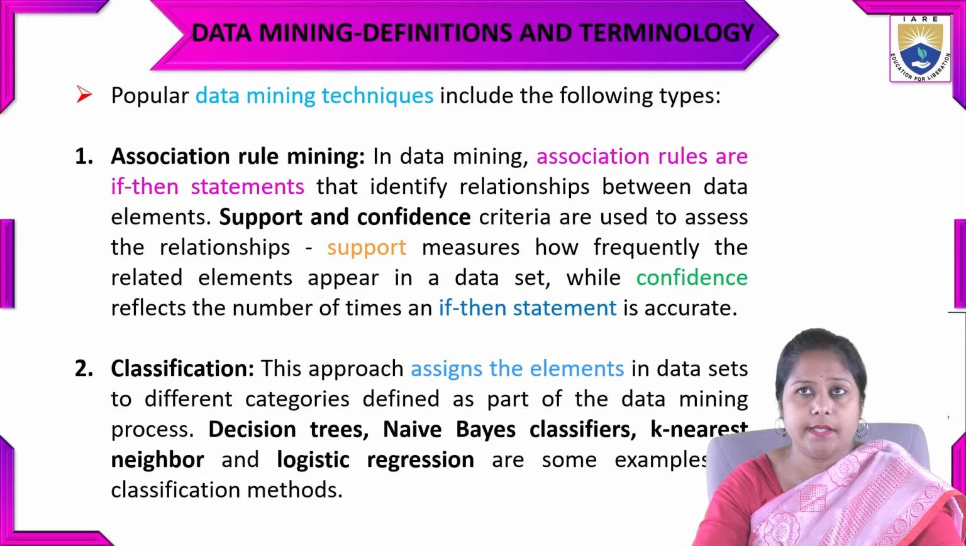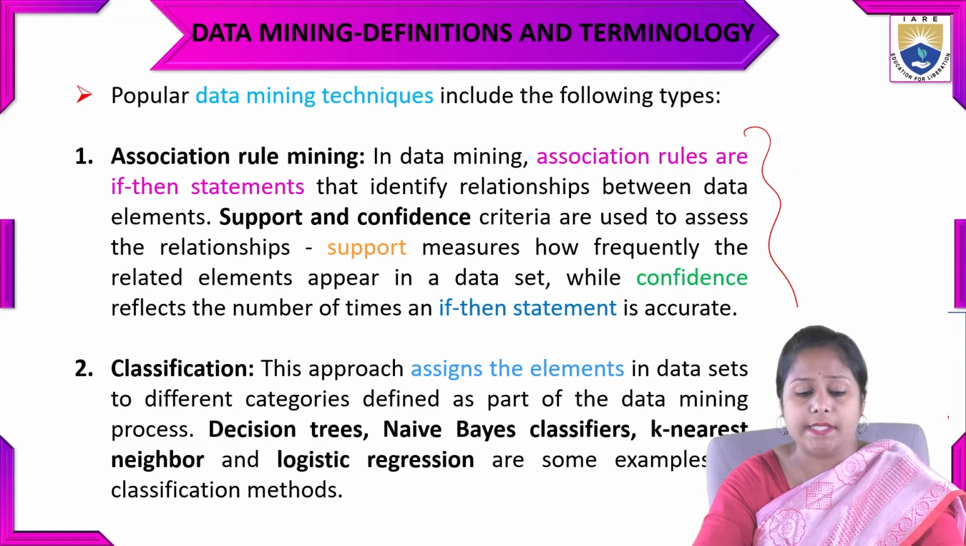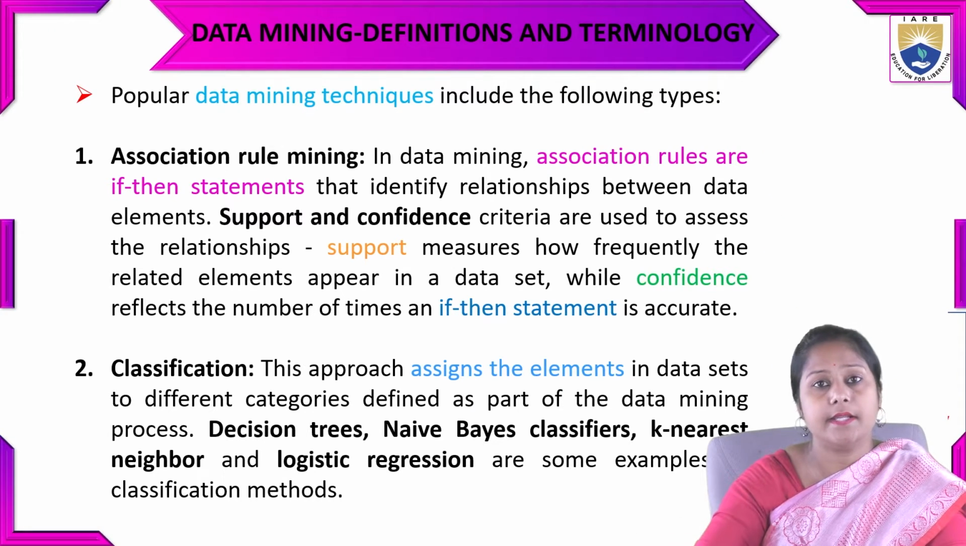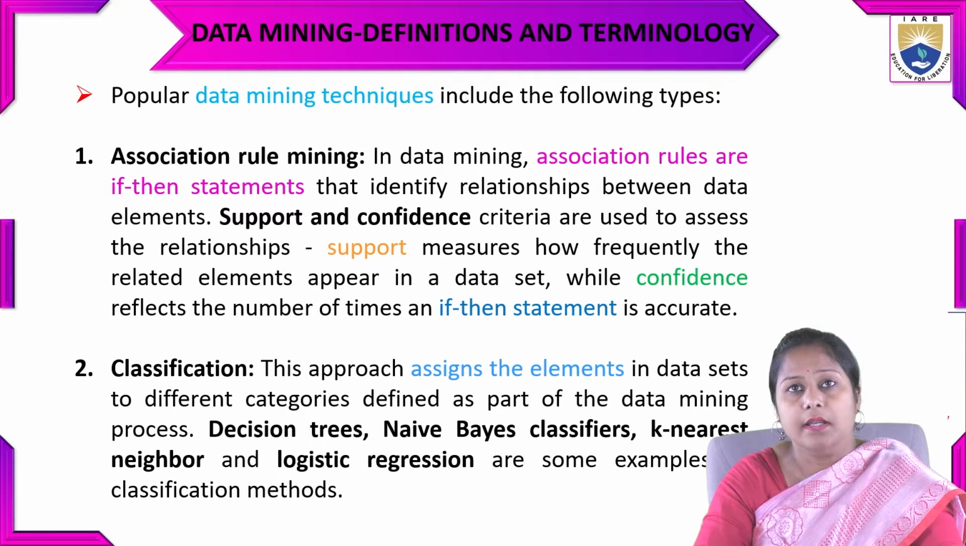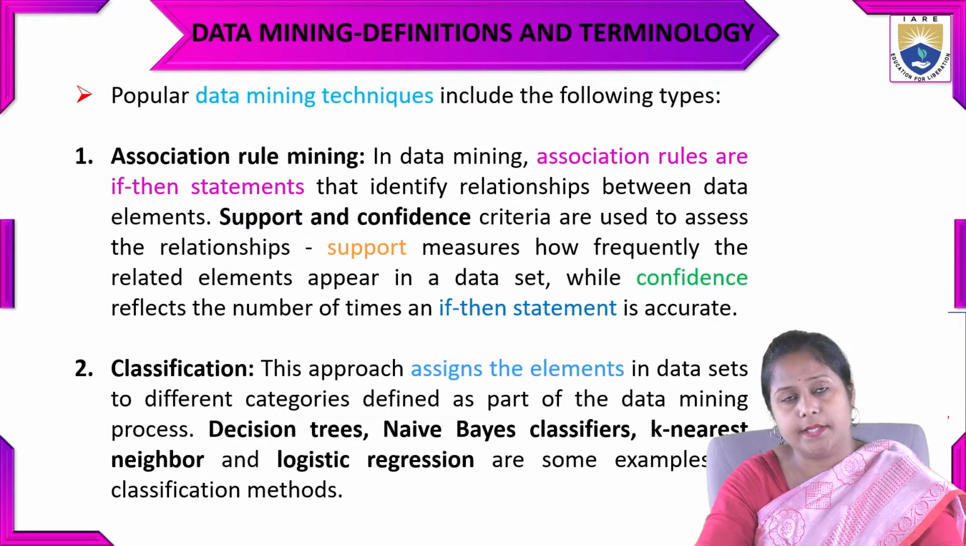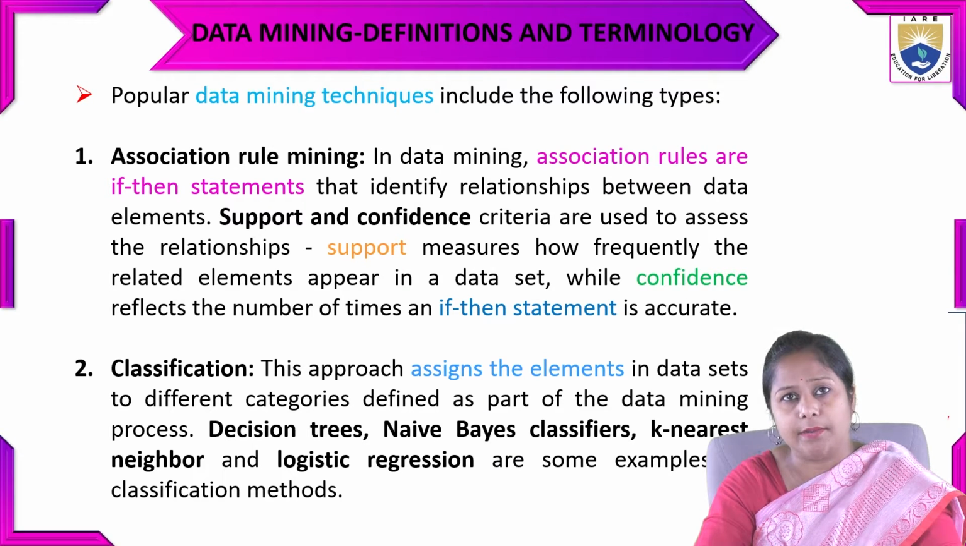Popular data mining techniques include the following types. The first is association rule mining. In data mining, association rules are if-then statements that identify the relationship between data elements. In that, support and confidence are the criteria used to assess the relationship. Support measures how frequently the related items appear in the data set, and confidence reflects the number of times the if-then statement is found true, that is, how accurate it is.